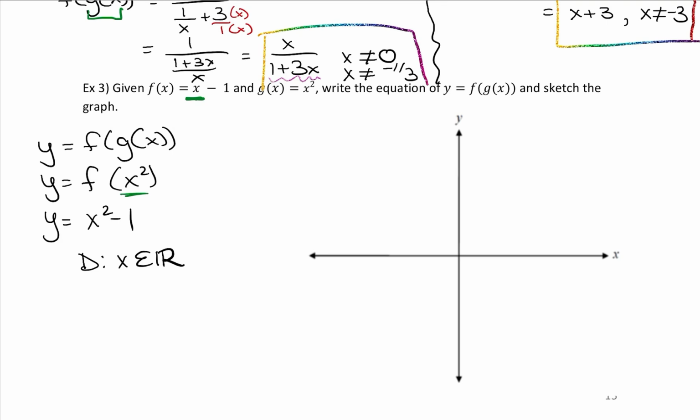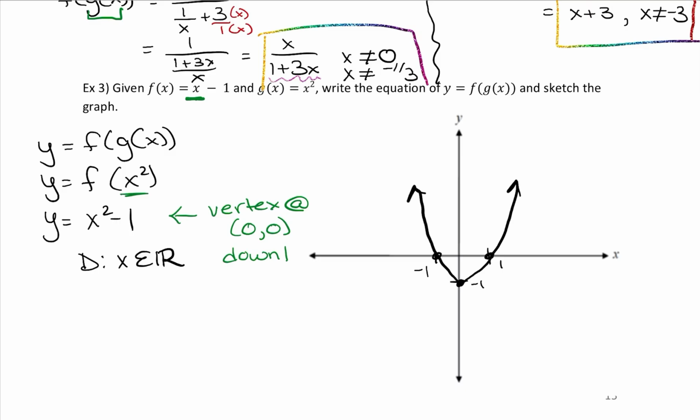This is a parabola with a vertex at 0, 0. This is from grade 11. Okay, and it's moved down 1. It has x-intercepts of +1 and -1. Don't forget to label your scale. So it's going to look something like this.